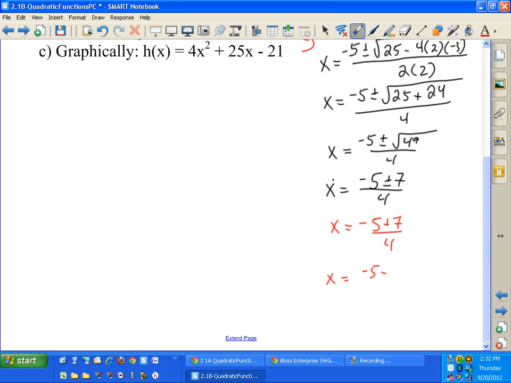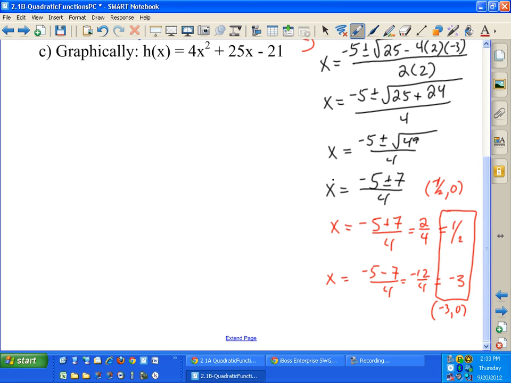Well, if I add 7 to negative 5, I will end up with 2 over 4, which is 1/2. So it's crossing the x-axis at a half. On this one, I get negative 12 over 4, and that means it's crossing at negative 3. So the two solutions to this problem, the two x-intercepts, are at 1/2 and negative 3. So as ordered pairs, it's (1/2, 0) and (-3, 0) from the solutions that I have here.